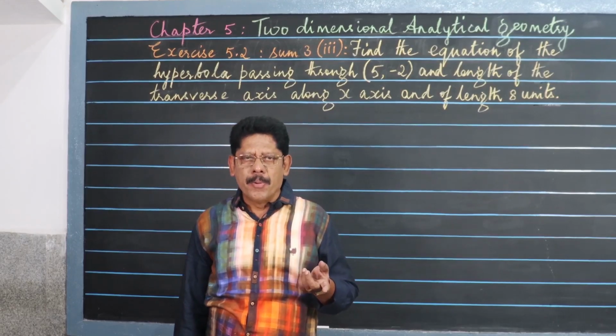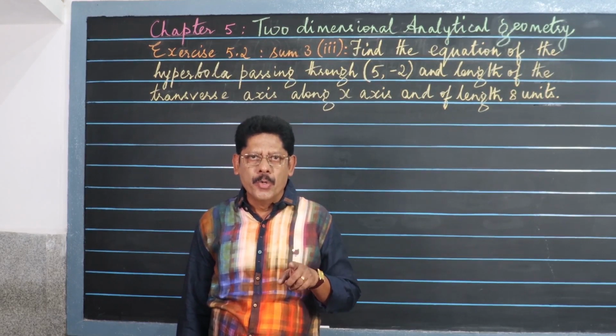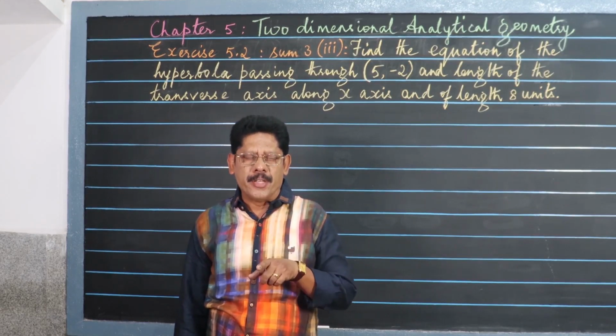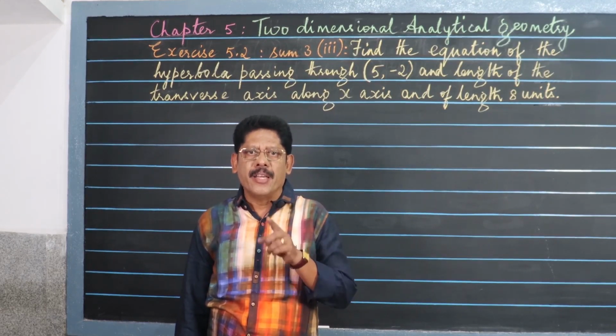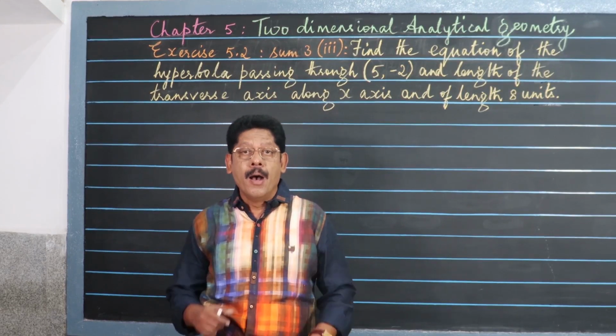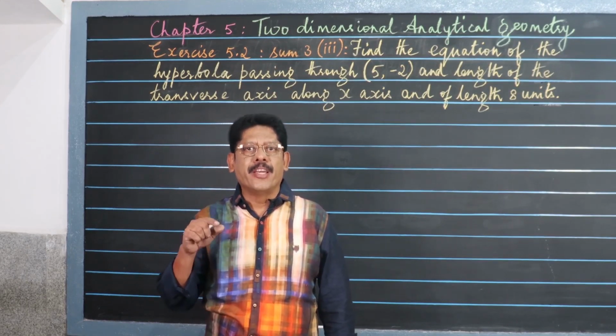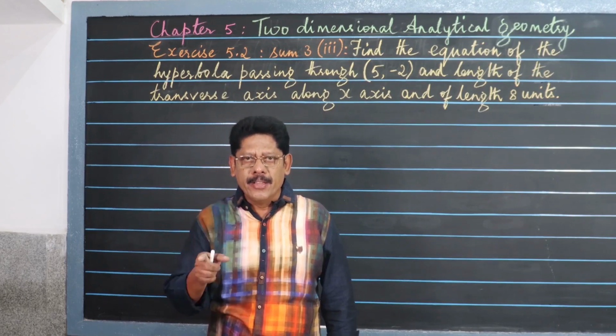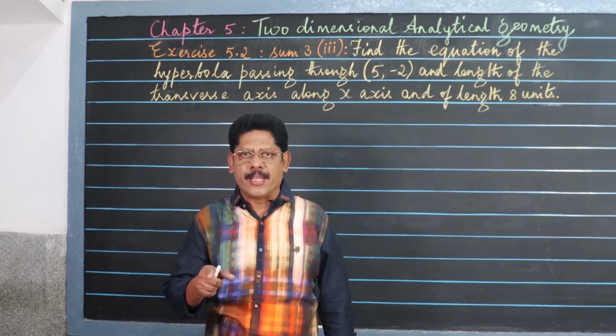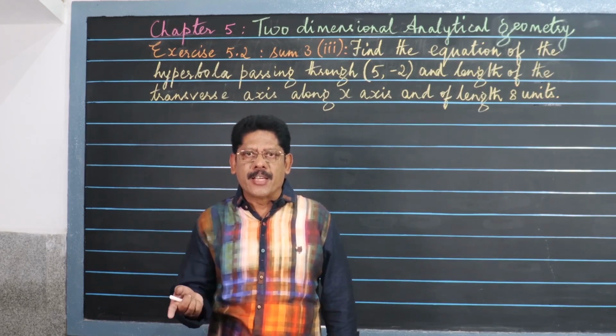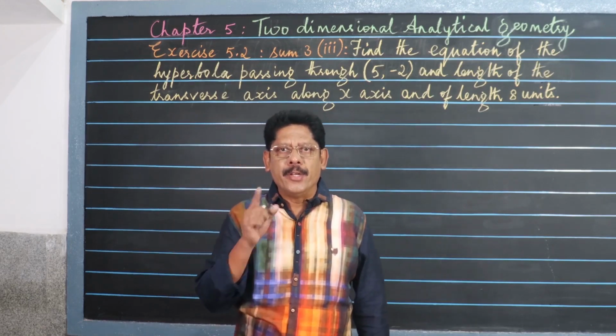Let us solve the problem given in exercise 5.2, sum 3, subdivision 3. You are asked to find the equation of the hyperbola passing through the point (5, -2), and the transverse axis is along the x-axis. The length of the transverse axis is also given as 8 units.